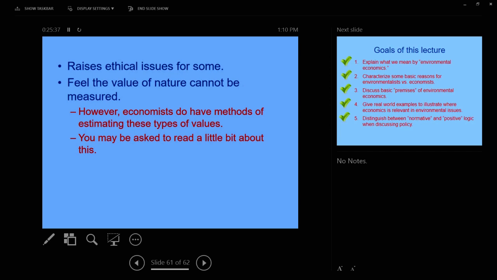And there's some possibility I'm going to ask you to read just a little bit about valuation methodologies, keeping it very, very simple, because we don't want to get into learning about the methodology, but just understanding how we might go about this kind of thing.